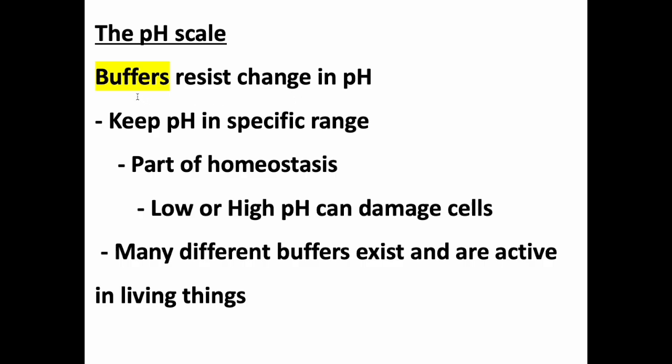The key terms more formally say a buffer is a substance that prevents a change in pH by absorbing or releasing hydrogen or hydroxide ions. It could go either way. It could do either one depending on the circumstances. Buffers keep pH in a specific range. Again, they act as acids if the pH is getting too high. They act as bases if the pH is getting too low.